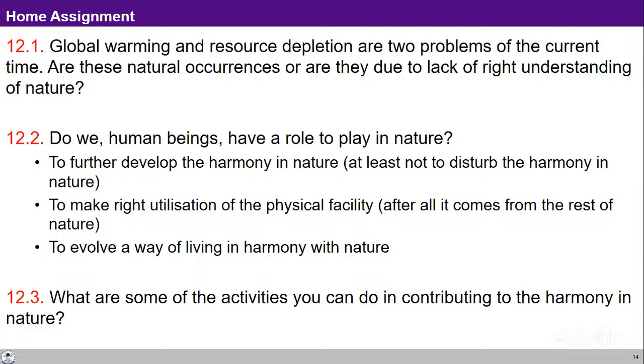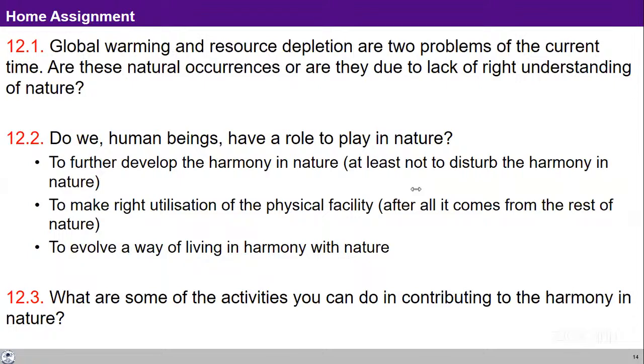Any comments? Any experiences to share here? I can provide you the mics. Yeah, mics are provided to most of the participants now. Any of you want to say anything regarding your own action plan for protecting the harmony of nature? You can unmute and share your experiences. It can help others also.